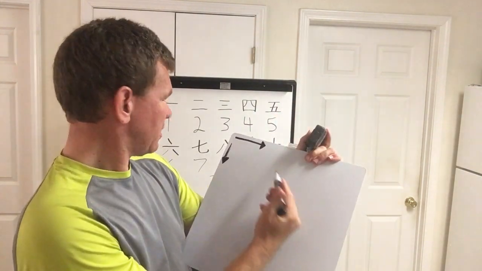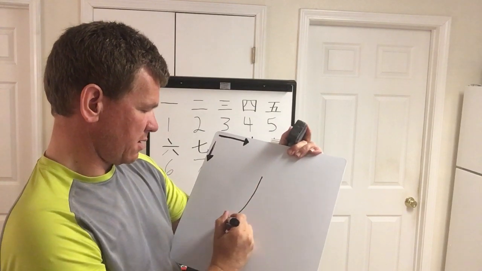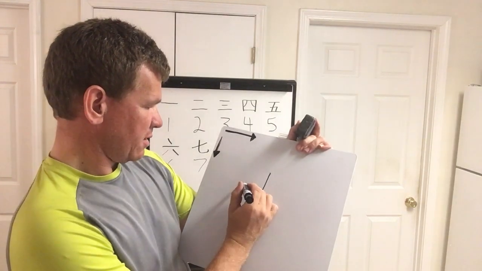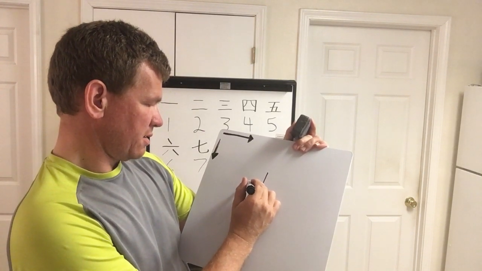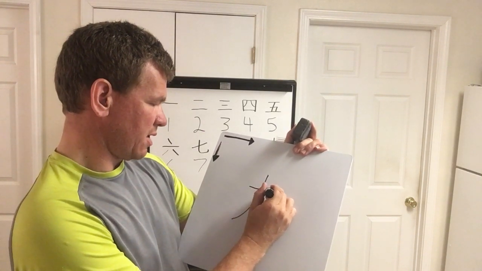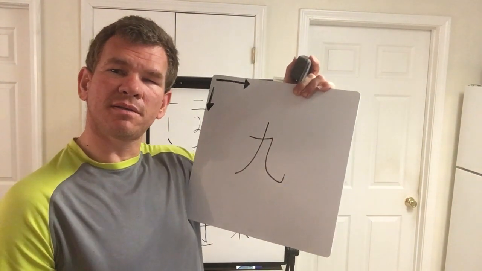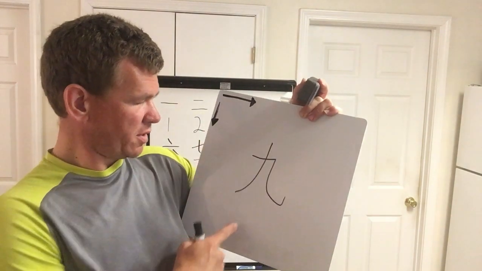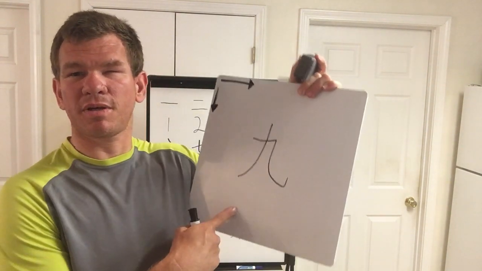Number 9. This one starts straight and it hooks down. And then this one is a little bit higher than the middle, kind of goes up a little bit, and it hooks again. So 2 strokes. 1, 2. This is the number 9.